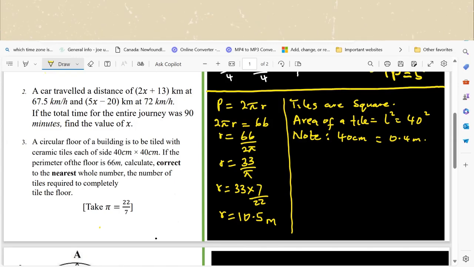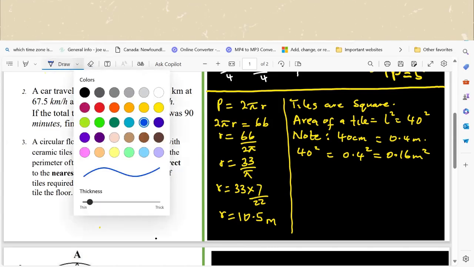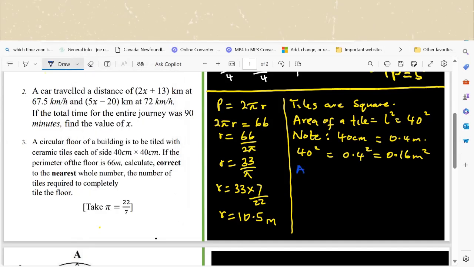So now this area is the same thing as 0.4 meters squared, which is 0.16. So that we'll put it in meter. So this is the area of the square tile. So area of square tile, we found it. So since we have the area of square tile now, let's find out what is area of floor.